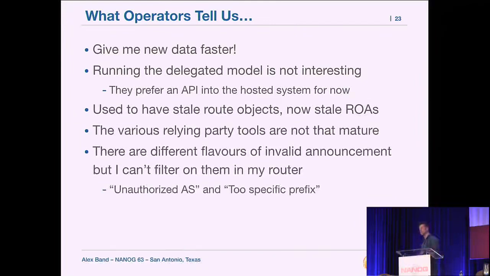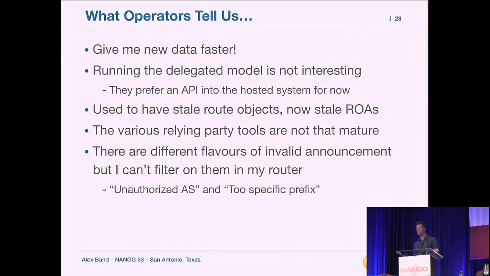If there is new information out there, currently all of these RPKI validators, these relying party tools, are kind of slow. They used to update every 4 hours, and now they update every 2 hours, but operators really want this in minutes. As soon as there's something new out there, they just want to know about it. Again, running the delegated model is just not that interesting.